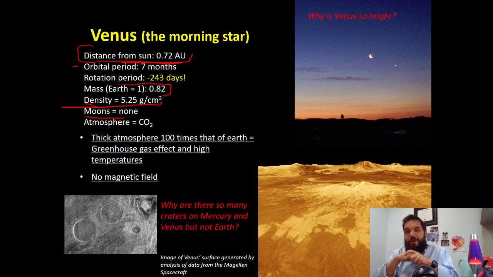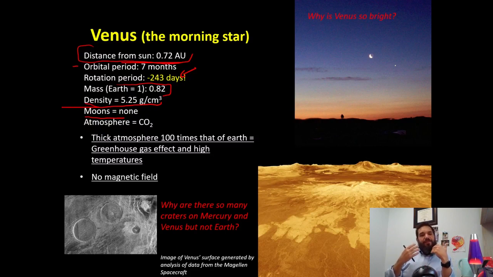So really, really slow. Also notice here something else. The rotation period is negative. Do y'all see that? So the rotation period is negative here on Venus. What does that mean? Well, I always like to joke around that Venus got smacked when it was a kid, and that's why it's all messed up and funny. What do I mean by that?